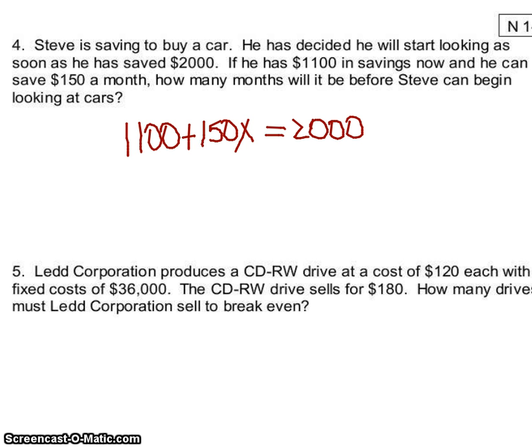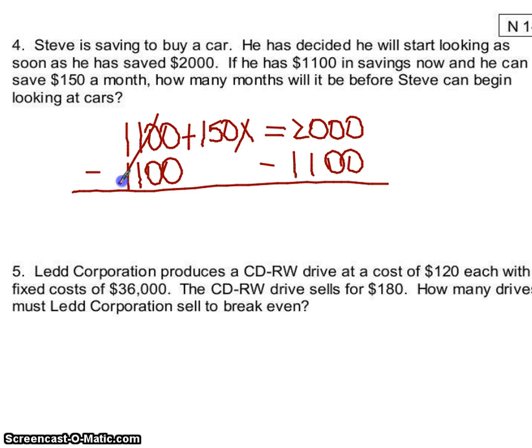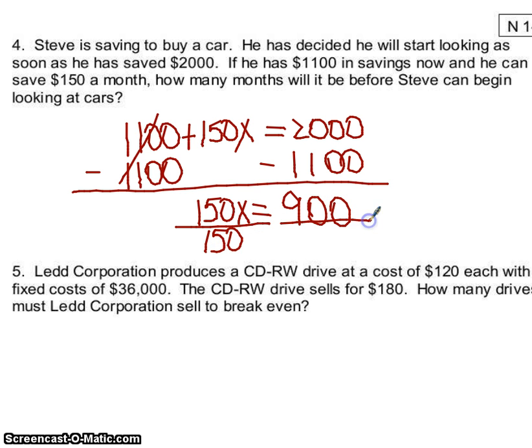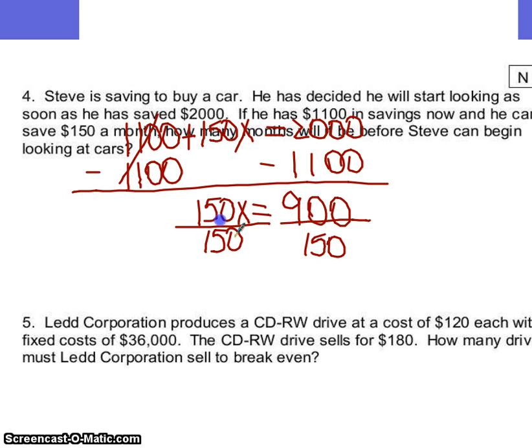Now, in order to solve it, I need to isolate the variable. So I'm going to subtract 1,100 from both sides, and that gives me 150x equals to what? Correct, 900. So if I divide both sides by 150, I get that Steve is able to begin looking for a car in 6 months.